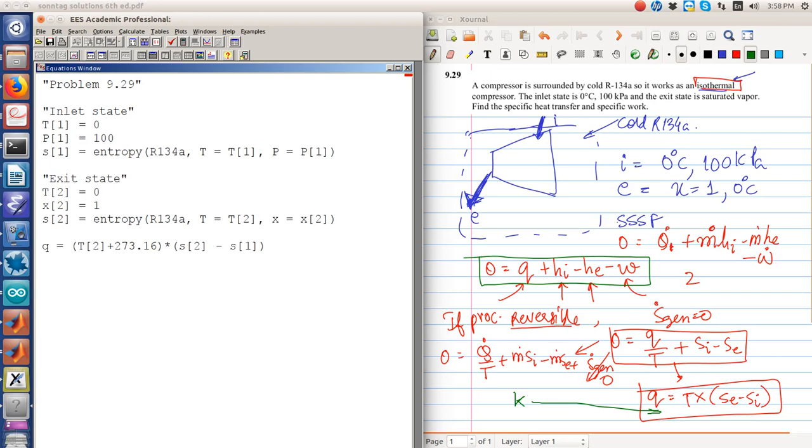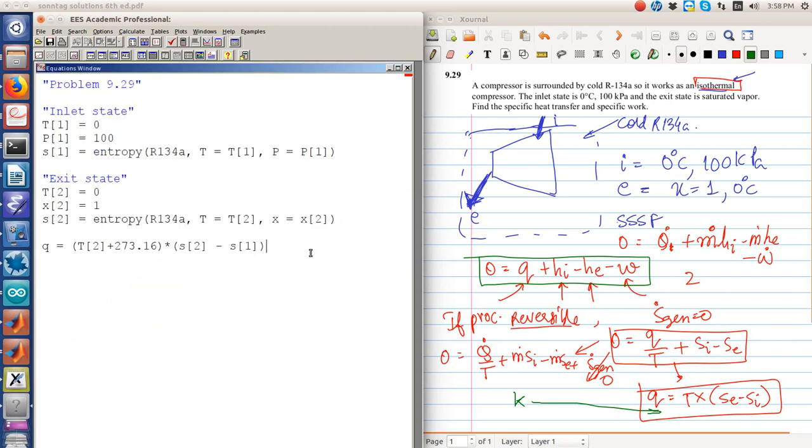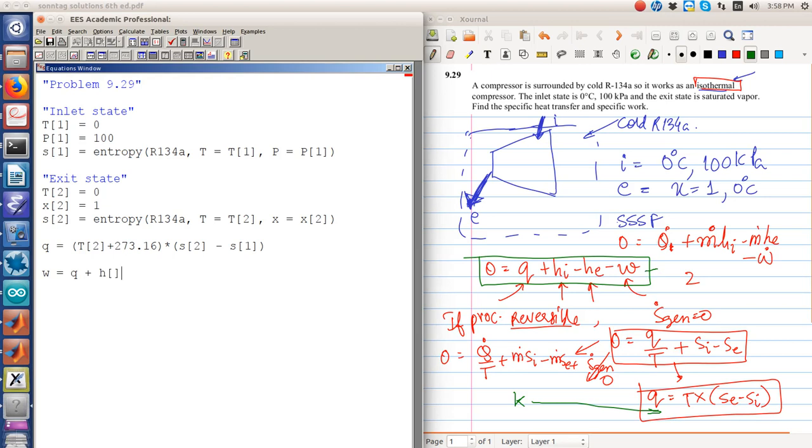Using this we obtain the specific heat. Let's see how much it is. Q is equal to minus 27.78. So there is heat loss from the system. Correspondingly, for the work, using this equation, W is equal to Q plus h1 minus h2.